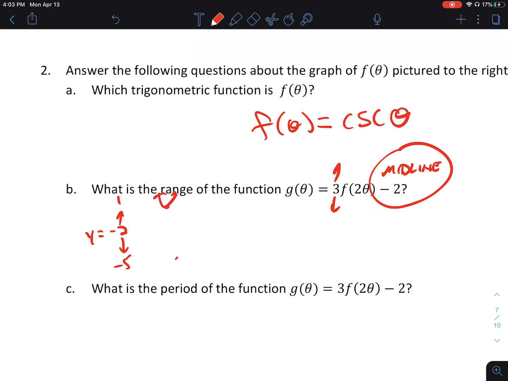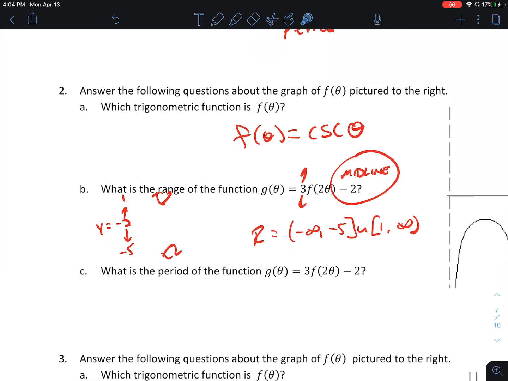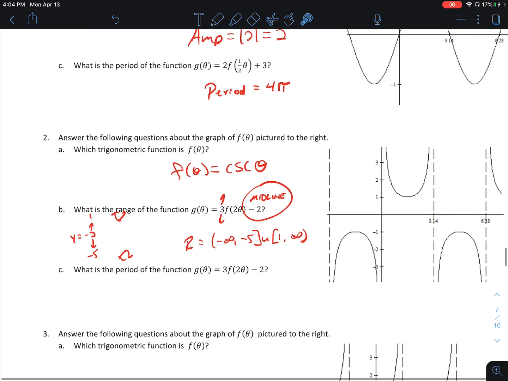So the graph consists of a bunch of parabolas, similar to parabolas. And it starts at -infinity, goes up to -5, and then goes from 1 to infinity. So the range is -infinity to -5 inclusive, and then from 1 to infinity. Now you can see here the distance from -5 to 1 is 6, and halfway between -5 and 1 is -2, so that all checks out.